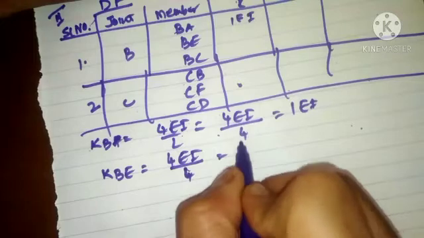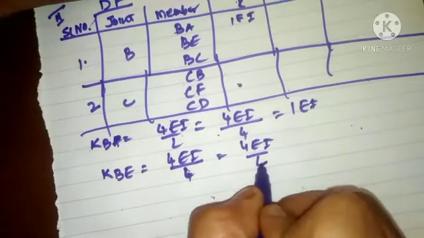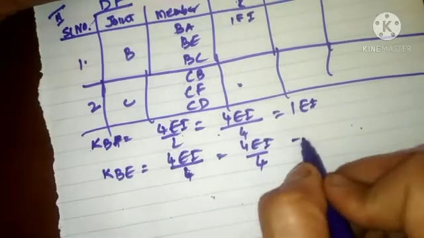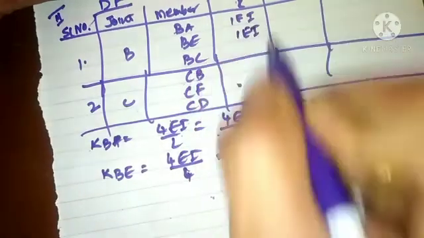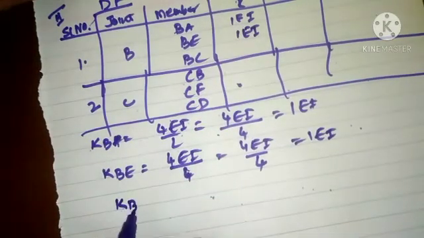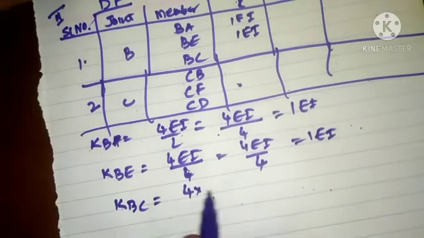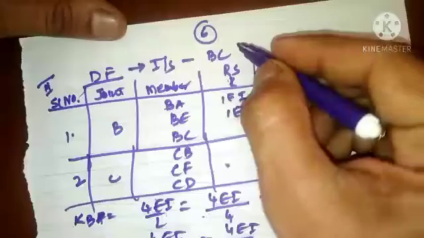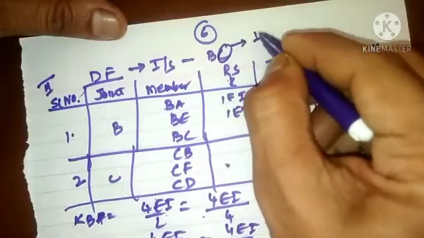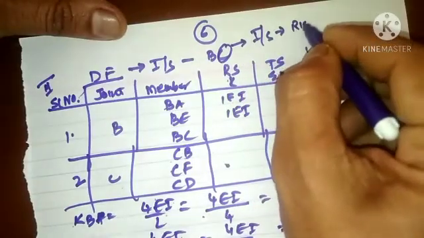4 EI divided by L, the height of the column is 4 meter, which comes out as again 1 EI. So this is also 1 EI. Next is KBC, which is 4 into... Now C is an intermediate support. All intermediate supports are assumed to be rigid.